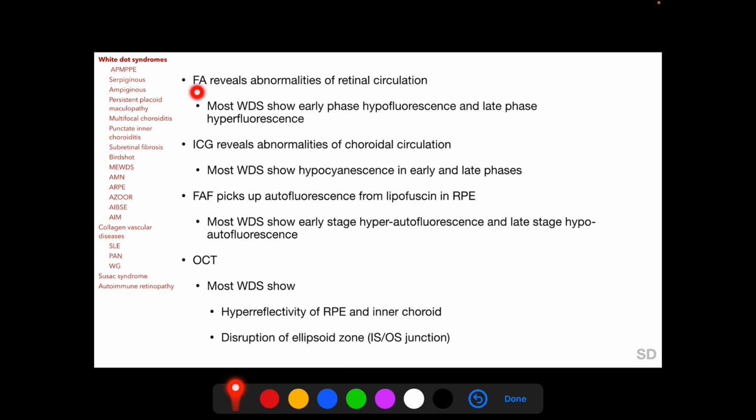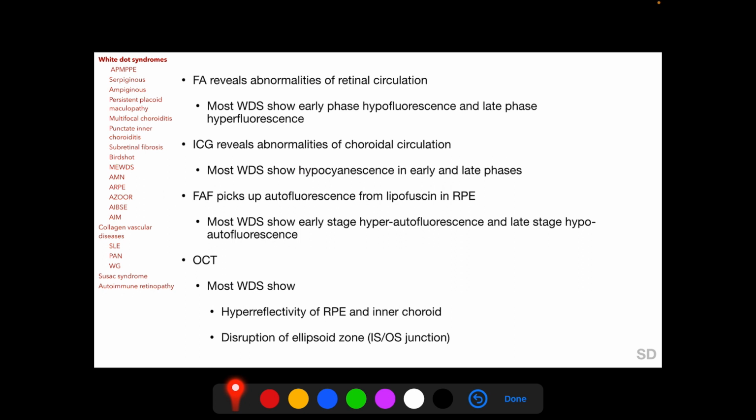We know that fluorescein angiography reveals abnormalities of retinal circulation, and most white dot syndromes show early phase hypofluorescence and late phase hyperfluorescence. Indocyanine green angiography reveals abnormalities of the choroidal circulation. Normally, fluorescein leaks through the choroidal blood vessels, but indocyanine green does not leak through the choroidal blood vessels. So, indocyanine green reveals abnormalities of the choroidal circulation, and most white dot syndromes show hypocyanescence in both the early and the late phases of the ICG angiogram.